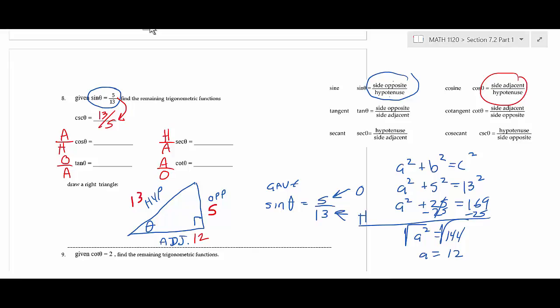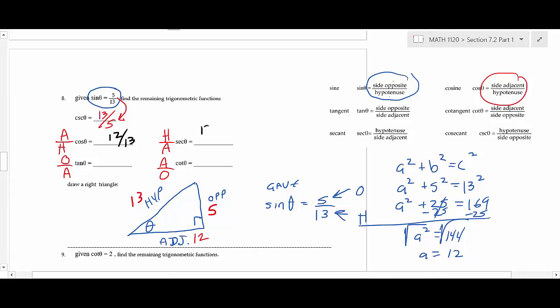Okay, so let's see. What's the cosine? Anybody out there? I'm trying to test your knowledge. 12 over 13. Okay, what's the secant? 13 over 12. What's the tangent? Opposite over adjacent, 5 over 12. What's the cotangent? 12 over 5. So if you've got your vocabulary down and know the Pythagorean theorem, there's nothing to it.